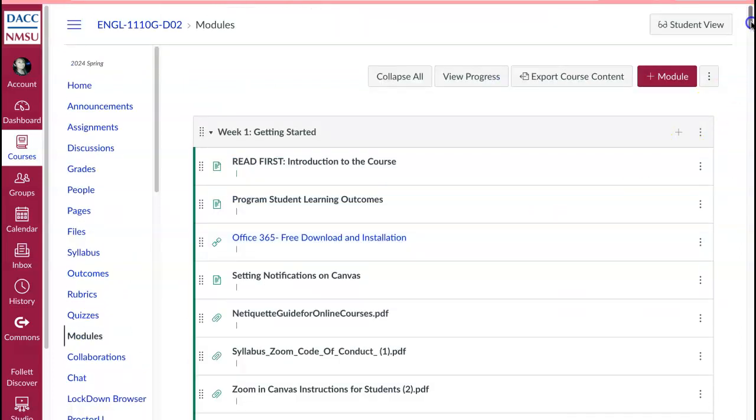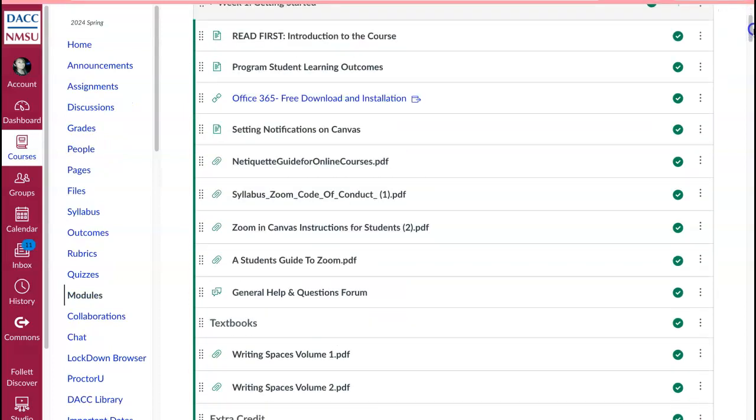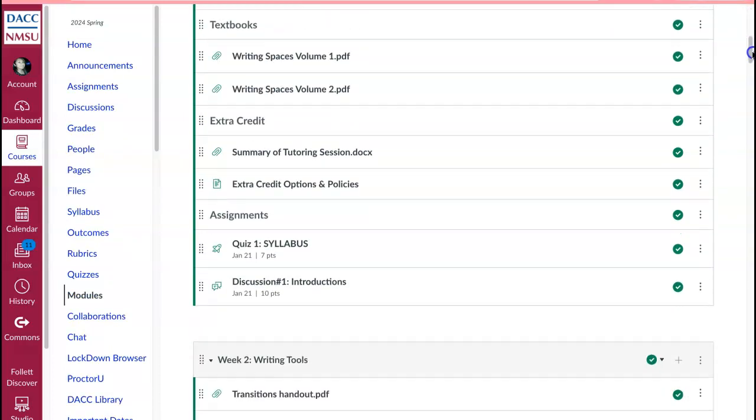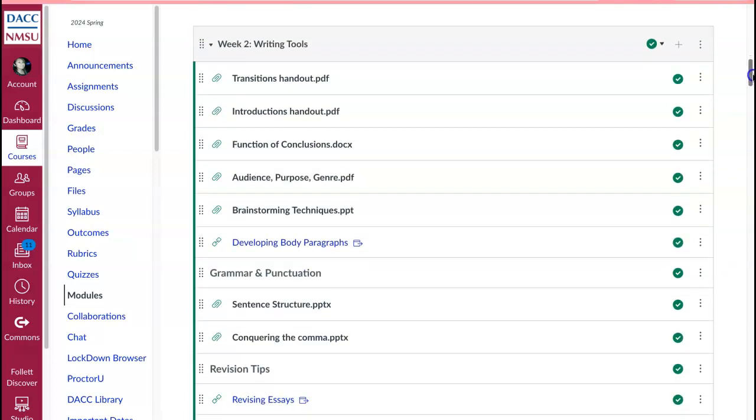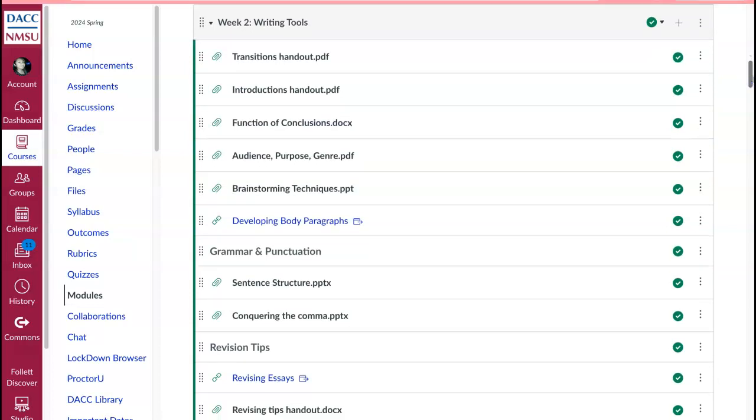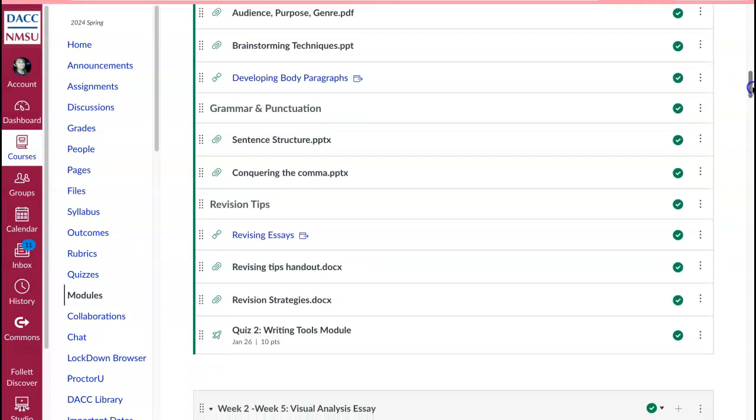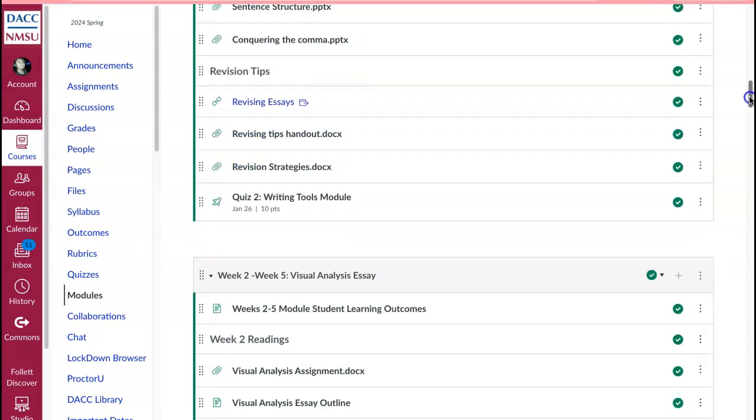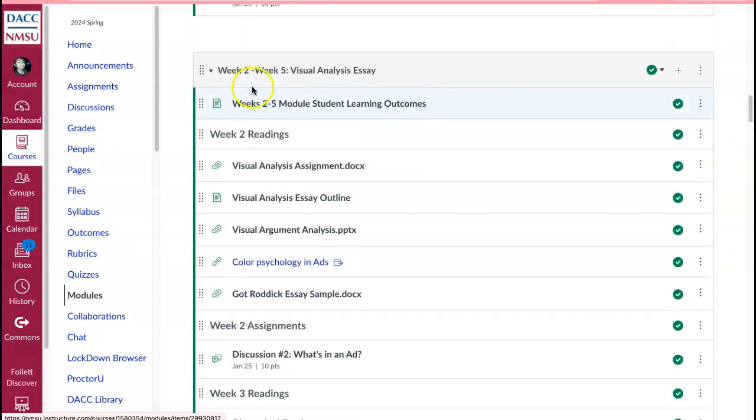So as you can see, each module is organized weekly. That's why it's easier to keep track of the course if you go through modules, because each module corresponds to each week, so that way you know what we are doing each week. And for example, there are some weeks where we're going to be covering the same topic. Like for example, for weeks 2 through 5, we're going to be focusing on the visual analysis. So this is the module that we're going to be working on, so all of the information that you need for these 3 weeks is going to be right here.